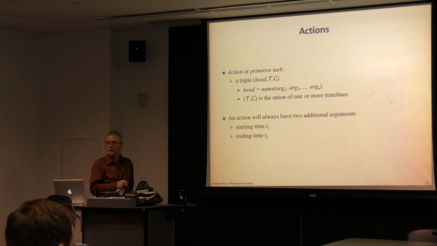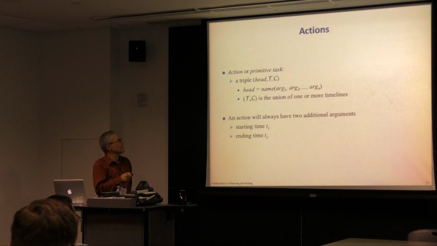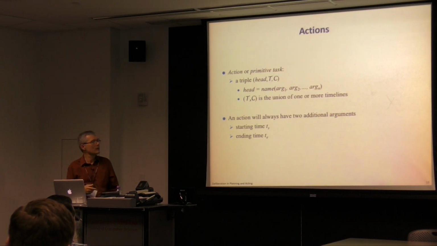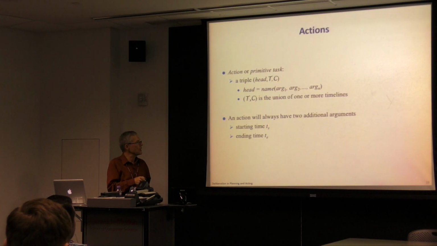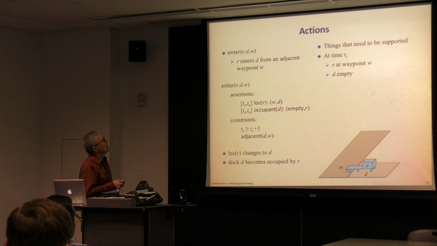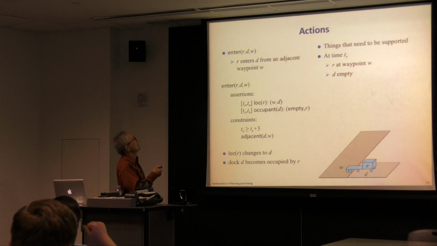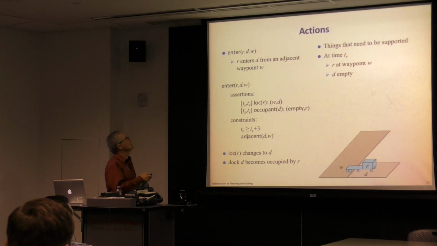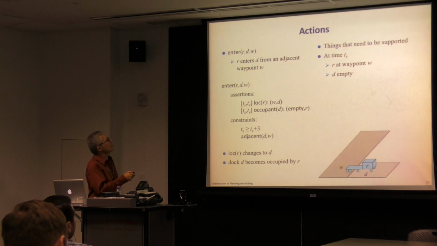Except that there also are going to be 2 additional arguments that are not actually listed in this argument list, but we're always going to assume they're there anyway. That's a starting time and an ending time. Okay? So here's a few examples. Robot enters loading dock D from an adjacent waypoint W. That's what we want to do.